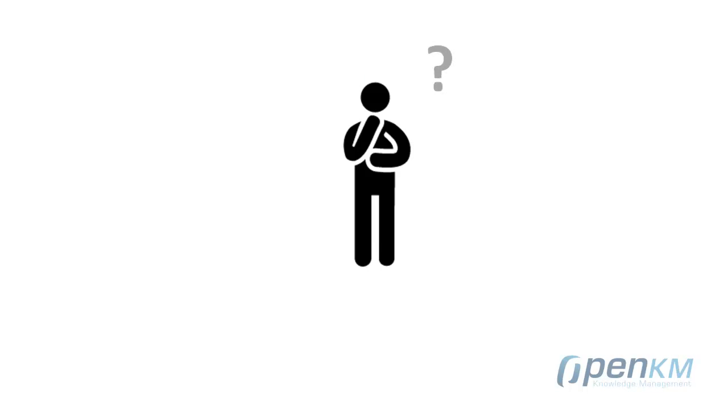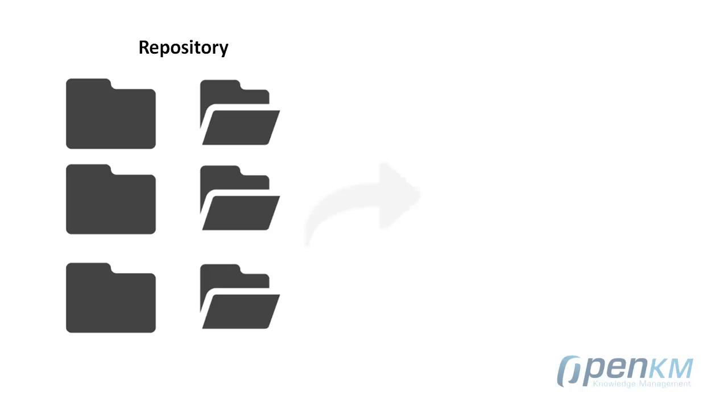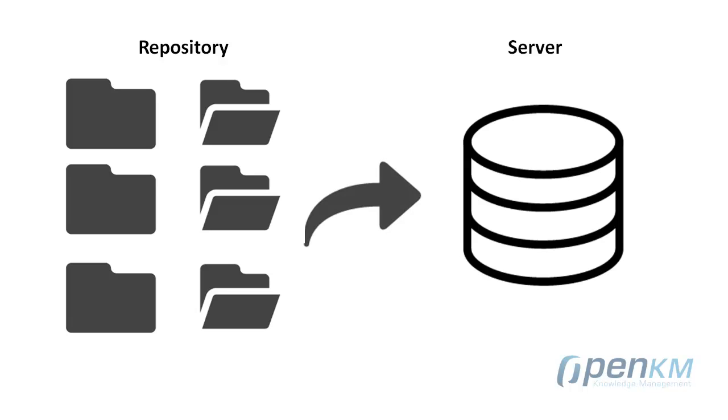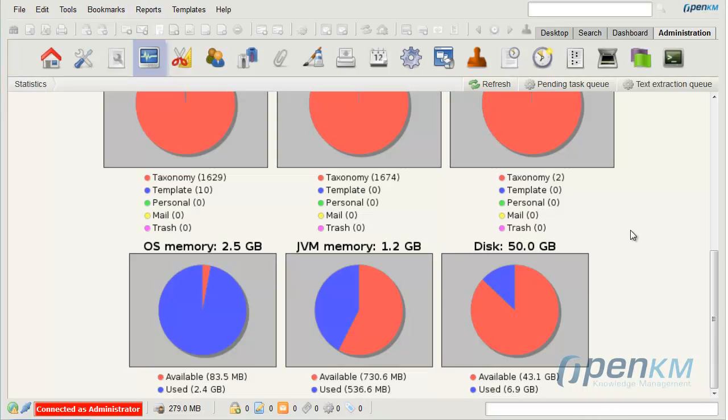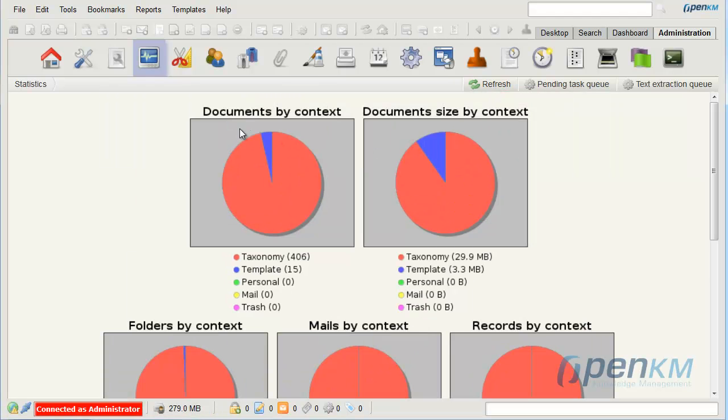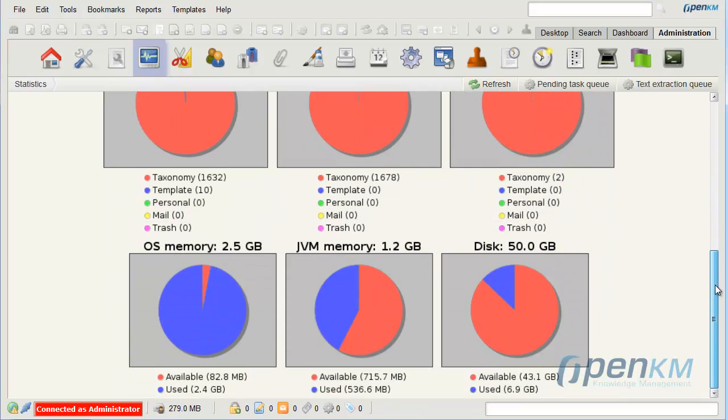Let's think that the administrator is interested in knowing the effects of an important repository importation in OpenKM. They could see it directly. With a refresh button, they can see the calculation updated. The statistics interface helps to take strategic decisions.